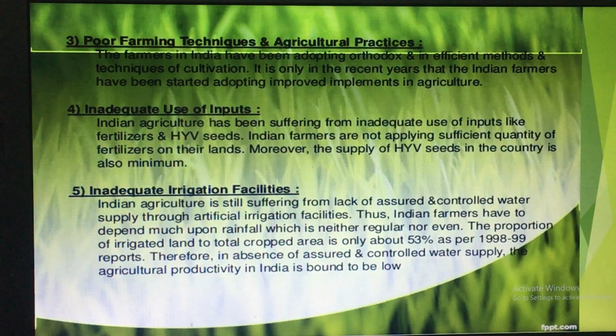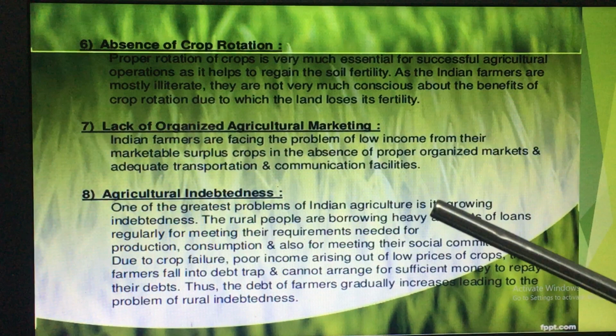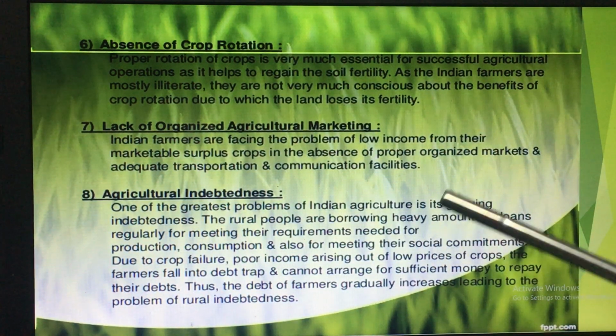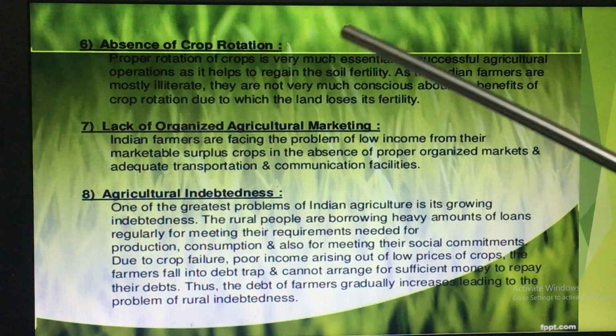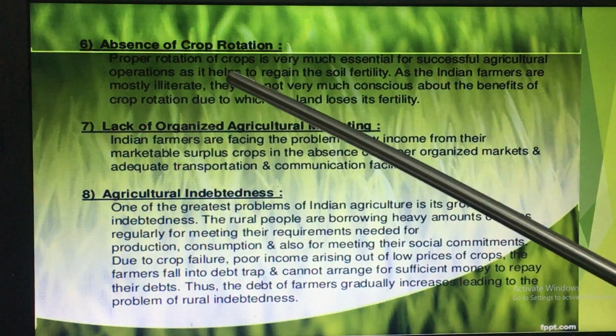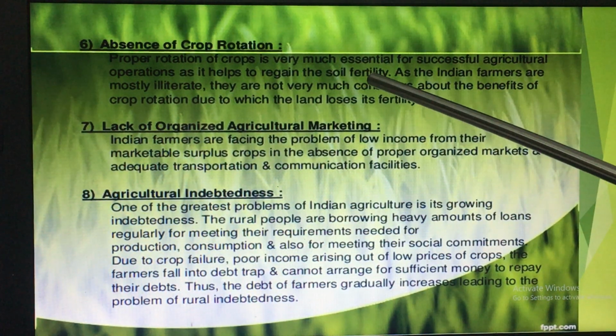Therefore, in the absence of assured and controlled water supply, agricultural productivity is low in India. Next is the absence of crop rotation. Proper rotation of crops is very essential for successful agricultural operation, as it helps to regain soil fertility.